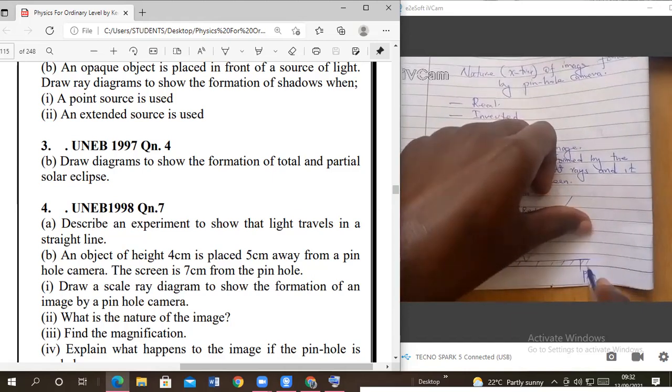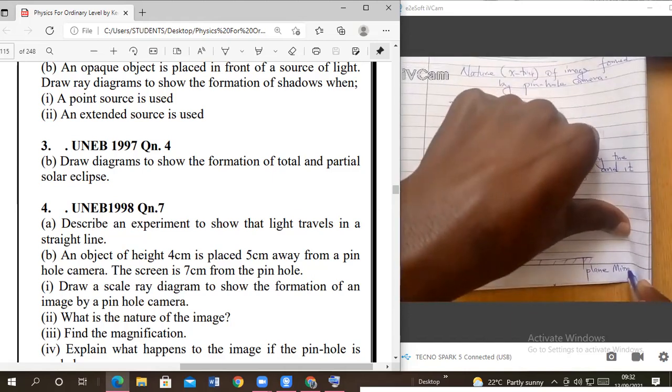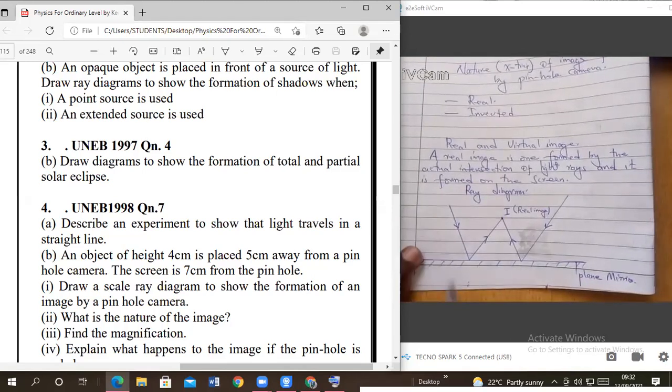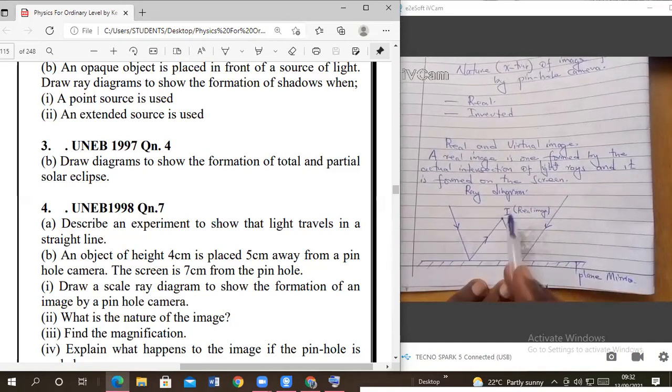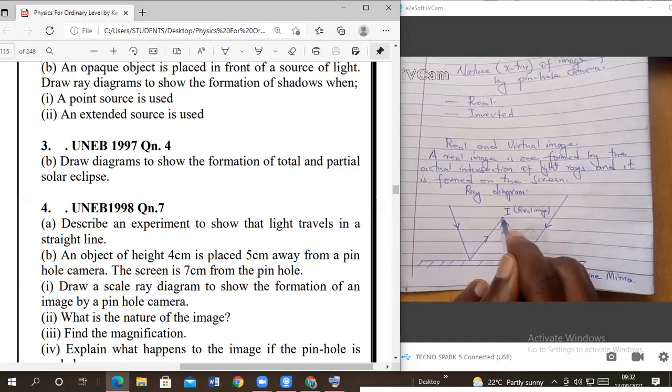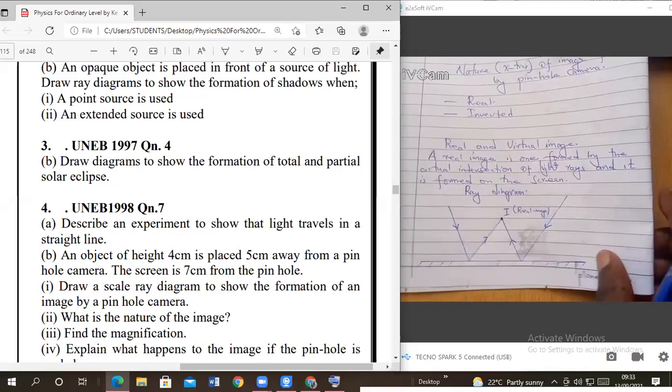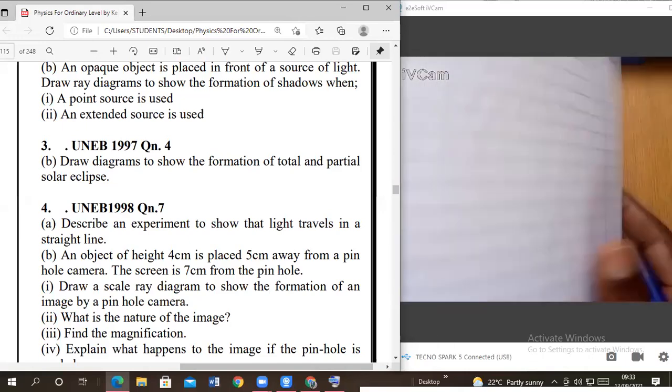So this is a plane mirror. It depends on how you position the mirror, so take note of that. Light coming from here is reflected back there. Here also coming, and you find that the reflected rays are meeting at a common point. So the image that is formed through the actual intersection of light rays is called a real image. Good. Let's look at the second one.